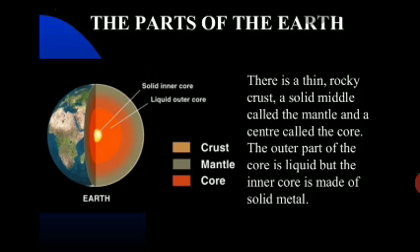The parts of the earth: there is a thin rocky crust, a solid middle called the mantle, and a center called the core. The outer part of the core is liquid, but the inner core is made up of solid metal.